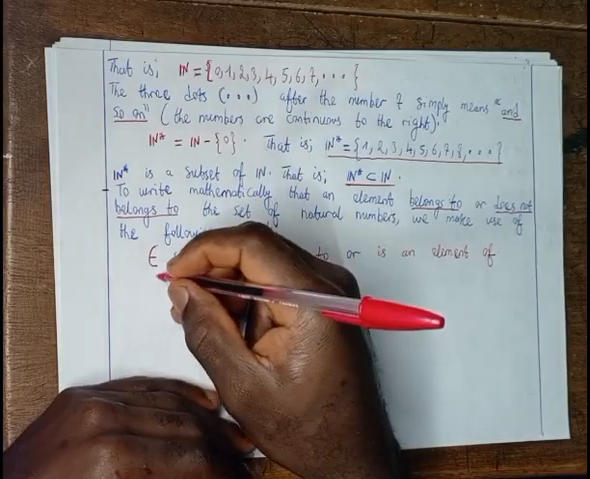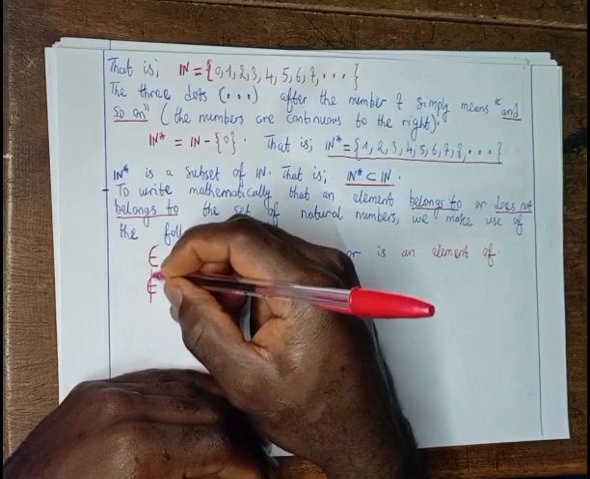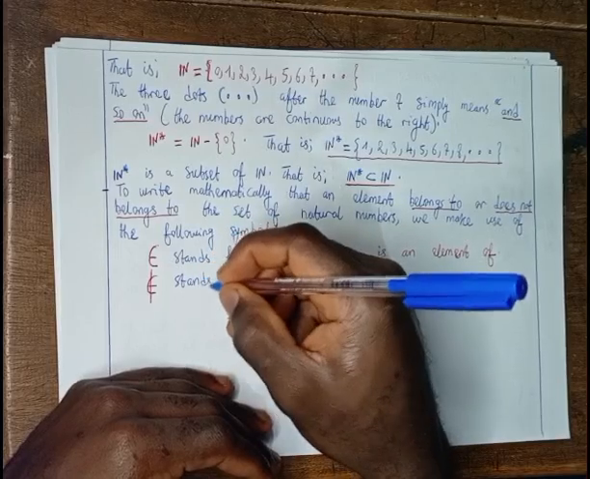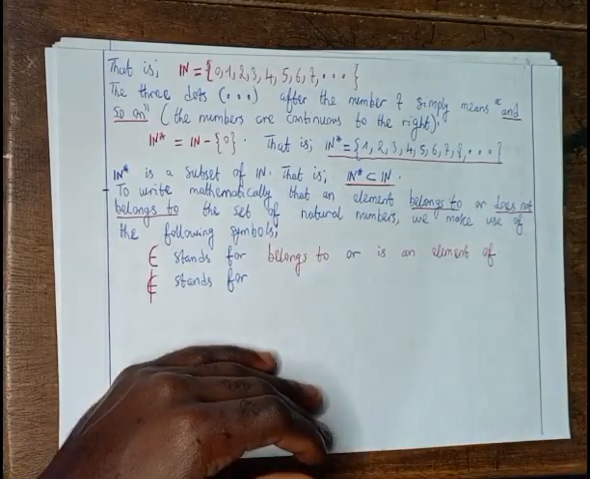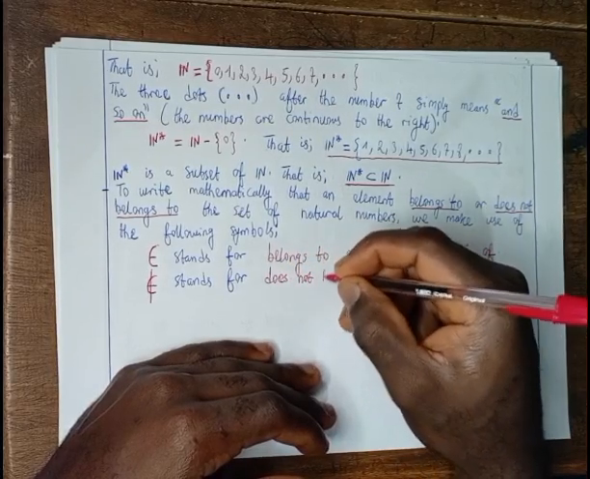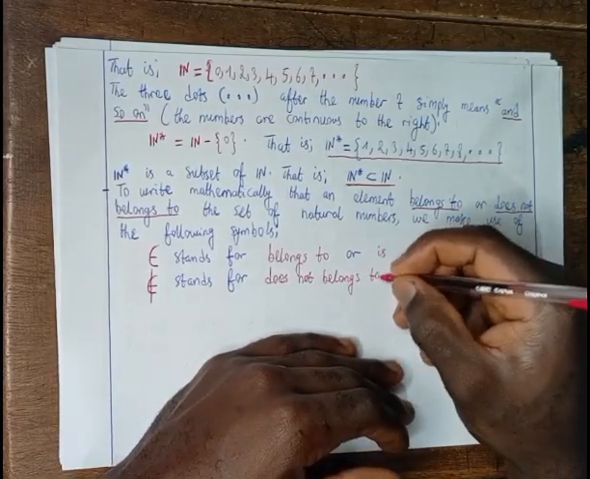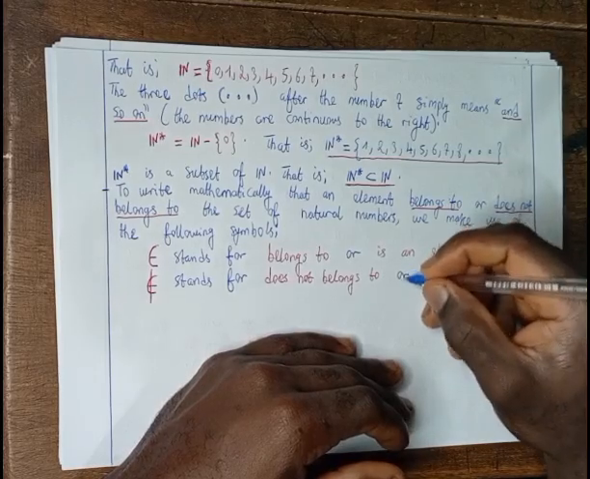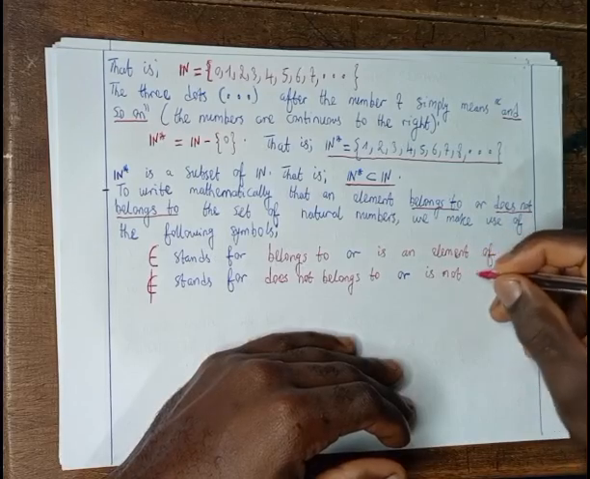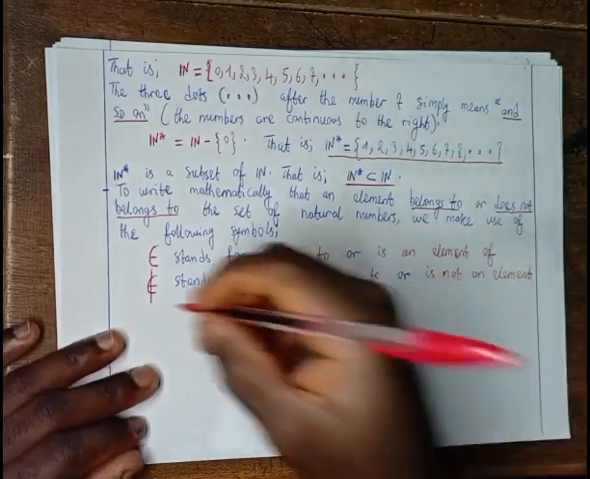Then the next symbol we have looks like the first one, but with a slash over it as such. This one stands for does not belong to, or is not an element of.